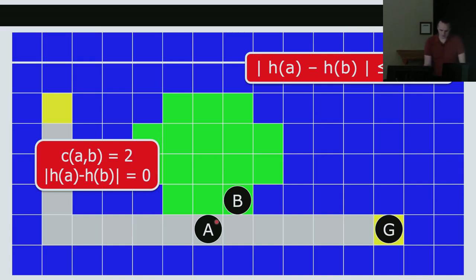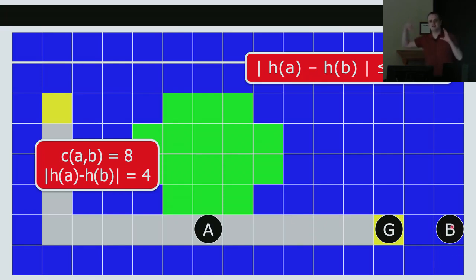Okay, so let's look at one more example. If we move it away like this, so the cost is 2, but the difference between the heuristics is only 2. And if we do the other example where we actually put B on the other side here, right?